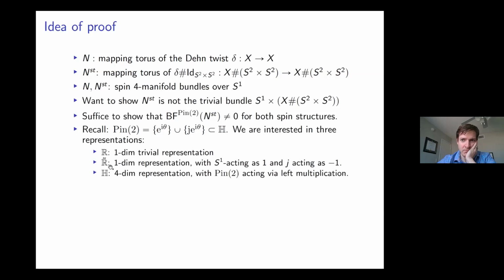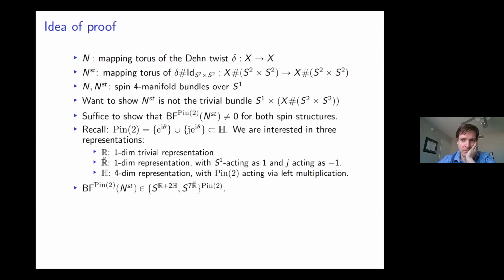And the third representation we are interested in is the four-dimensional representation. So we know Pin(2) sits inside H. So you can just act Pin(2) on H by left multiplication. That gives us a four-dimensional representation. And I need to say there are a lot of other irreducible representations of this Lie group Pin(2), but in the stabilization situation, only these three representations appear.